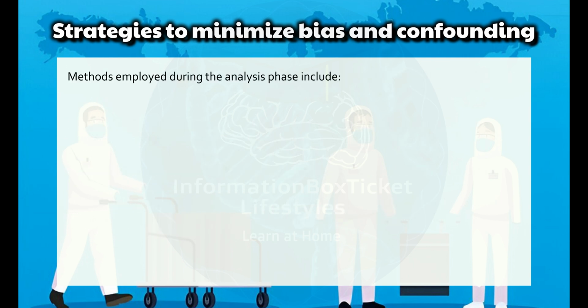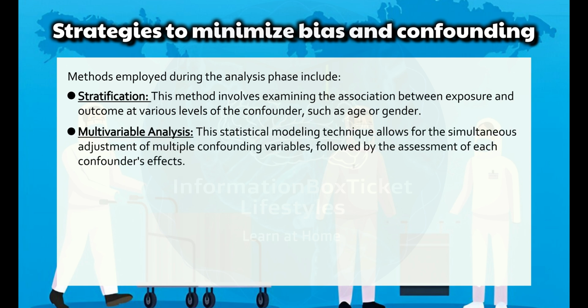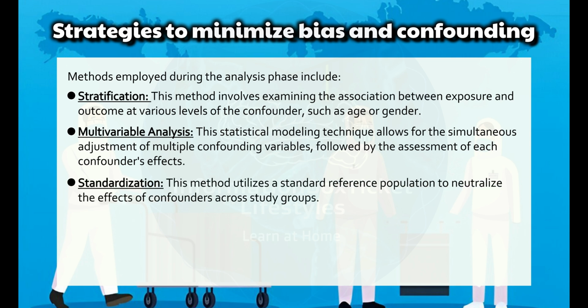Methods employed during the analysis phase include stratification. This method involves examining the association between exposure and outcome at various levels of the confounder, such as age or gender. Multivariable analysis. This statistical modeling technique allows for the simultaneous adjustment of multiple confounding variables, followed by the assessment of each confounder's effects. Standardization. This method utilizes a standard reference population to neutralize the effects of confounders across study groups.